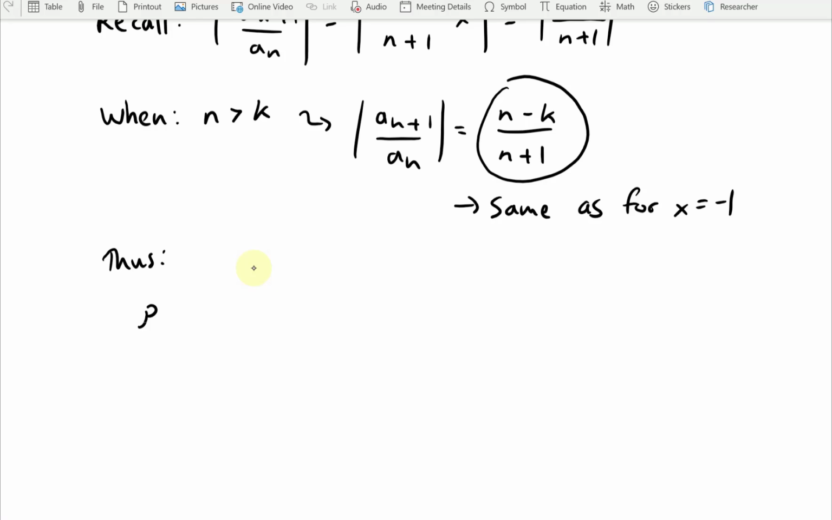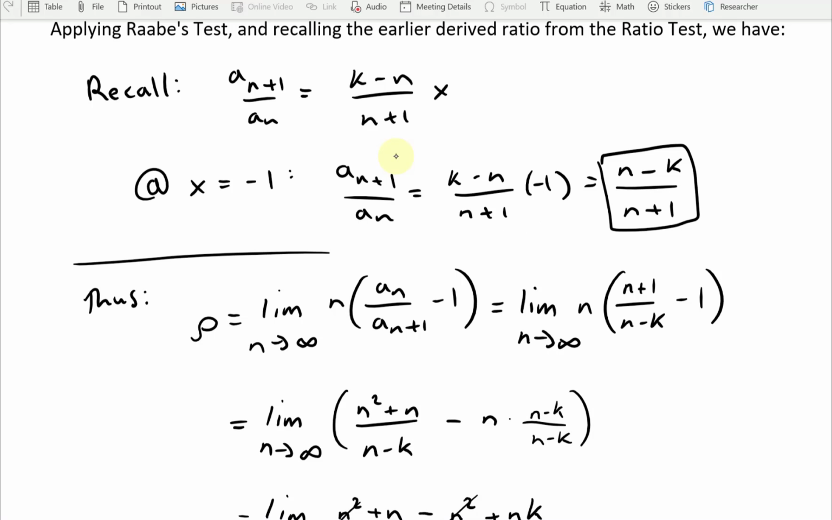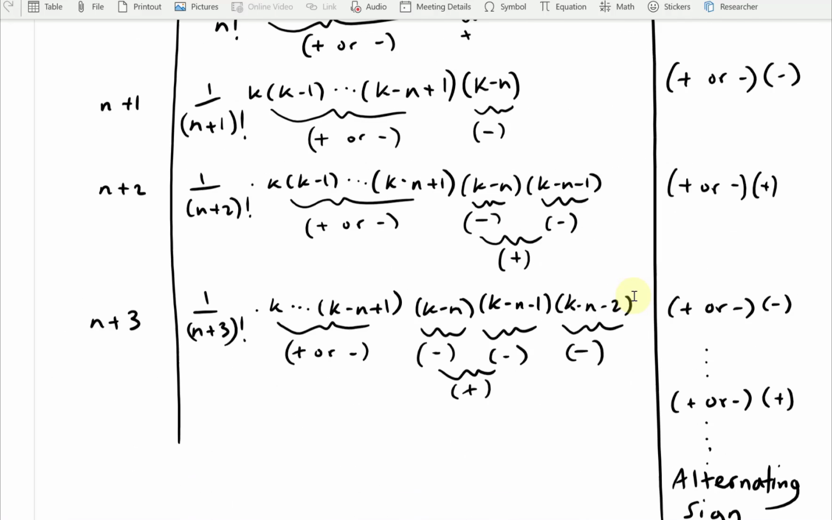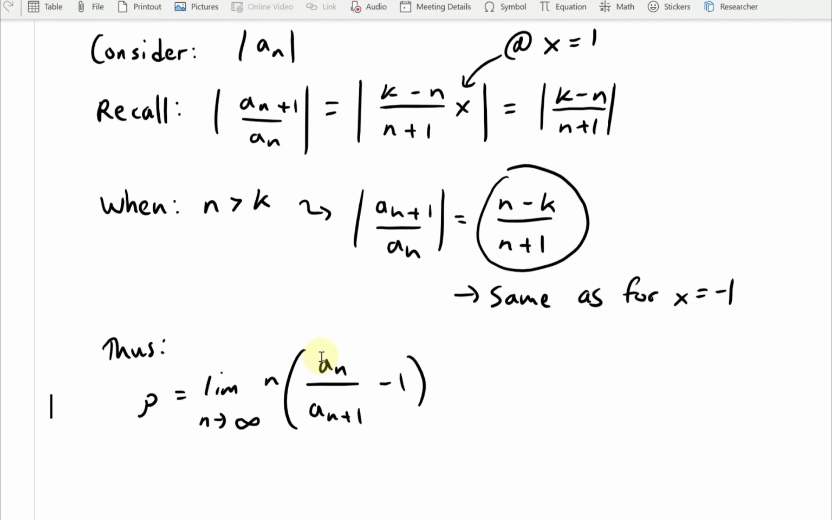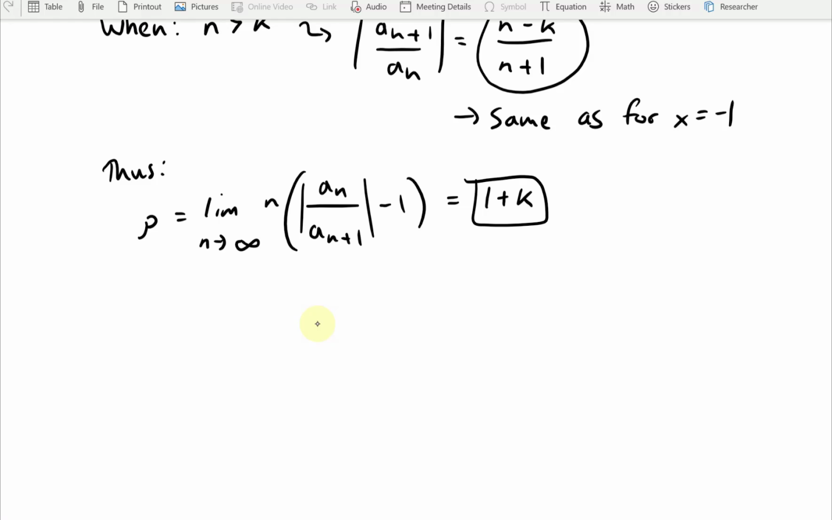So thus, let's write rho is equal to, and just for completeness, the absolute value sign, because we're looking for absolute convergence. The limit as n approaches infinity of n times an over an plus 1, the inverse of that, minus 1. So you throw that in there, but the inverse of it, so it's going to be n plus 1. But now we're looking at absolute values, only the positive terms, and this just equals 1 plus k. Let's box this out, and then we can look at convergence.